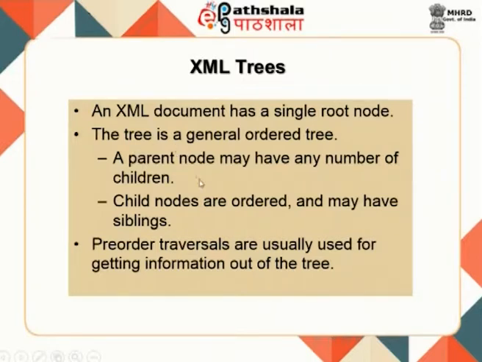We know that it follows a tree structure, it has a single root, and this tree is actually a general ordered tree. There can be parent nodes in the tree, and the parent nodes may have any number of children. The child nodes are ordered, and they may also have siblings. And whenever you want to get information out of the tree, you use a pre-order traversal.